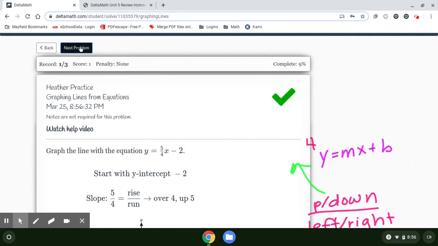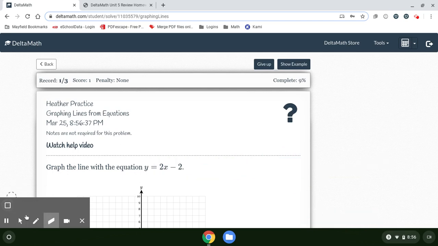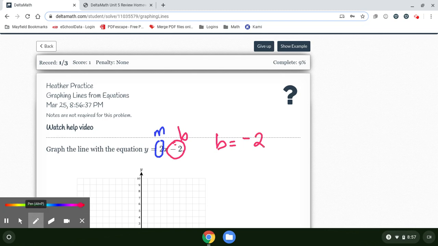So I'll do one more example of graphing. And I'm still using y equals mx plus b. So right away, I'm going to go to my equation before I can even graph. So the 2 is in the m spot. Okay. And then if I look at the -2, the -2 is in the b. So over here, my y-intercept is -2. That's where I'm going to start.